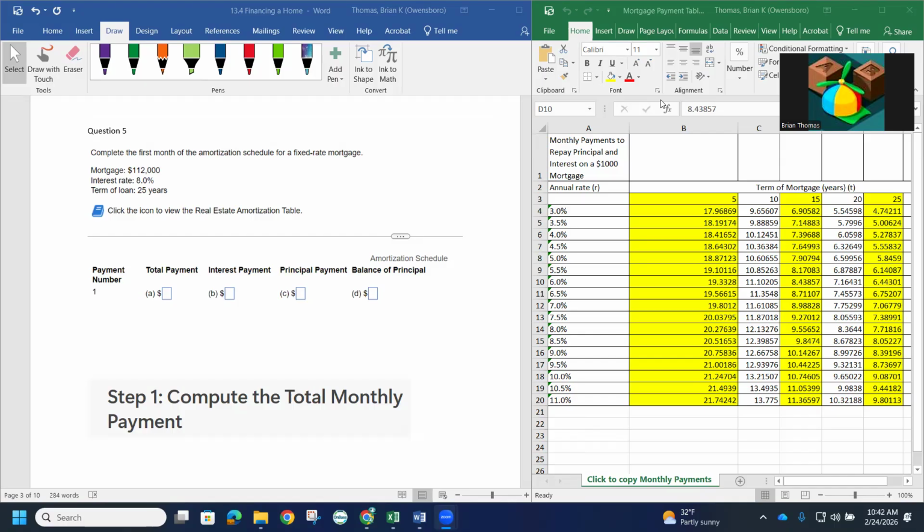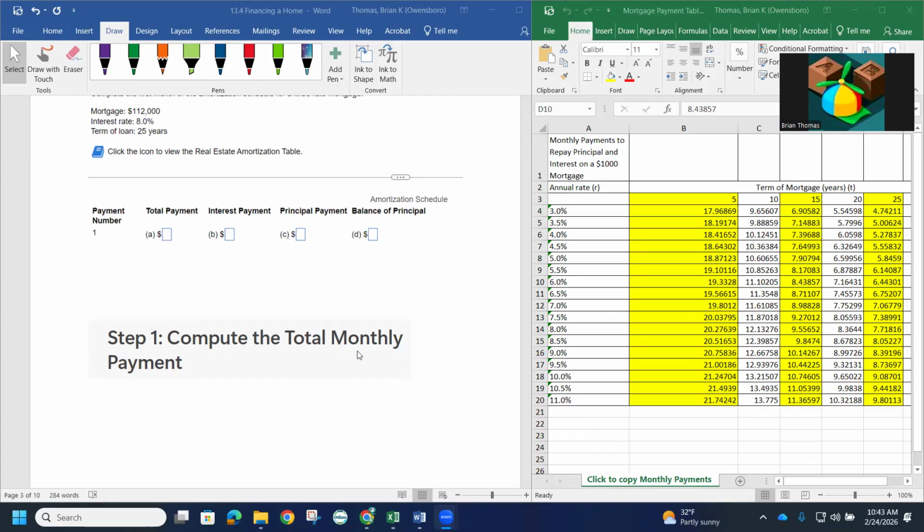So question five is a little bit different. What it wants us to do is complete the first month of the amortization schedule for a fixed rate mortgage. So we have a mortgage of $112,000 at a rate of interest of 8% for a term of 25 years. To find the total monthly payment, our regular monthly payment, we're going to use the table.